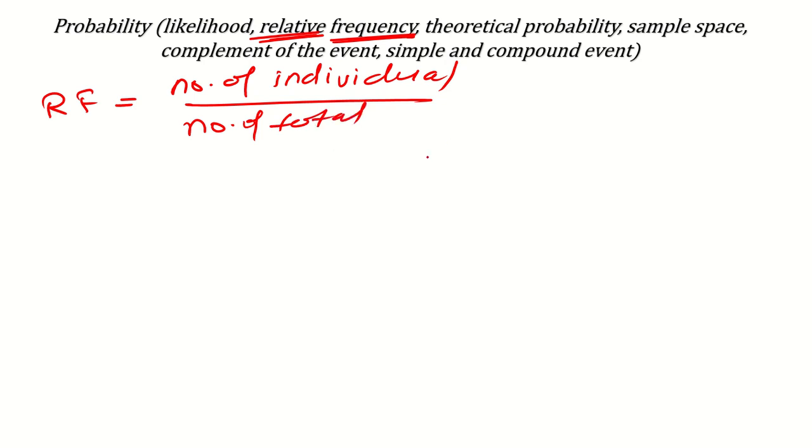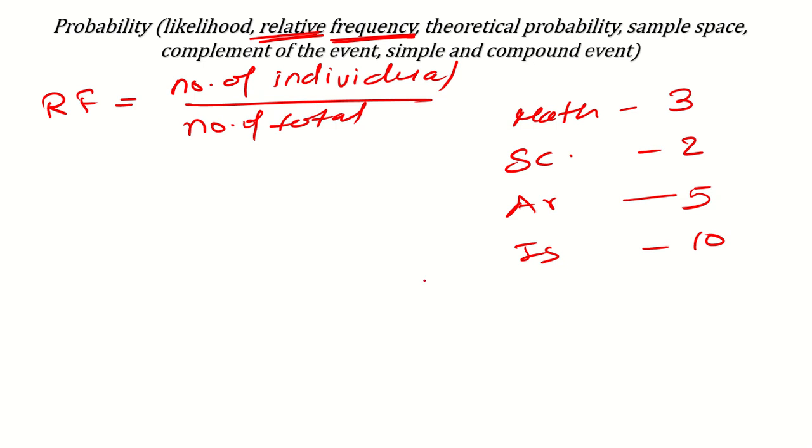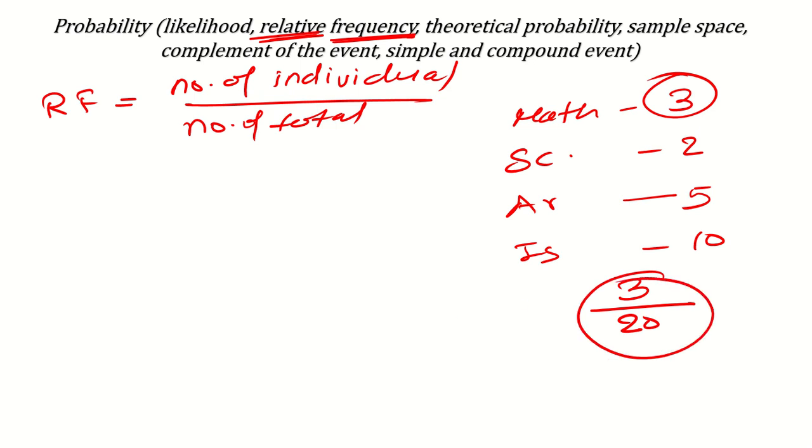For example, in your marks, in maths, 3 students got 90%. In science, 2 students got 90%. In Arabic, 5 students got 90%. And in Islamic, 10 students got 90%. So what is the relative frequency for the students getting 90% in math? Relative frequency will be 3 over how many total? 3 plus 2 plus 5 plus 10, that is 20. So relative frequency has nothing to do with probability. Frequency means the repetition. So they will not use the word probability for such questions. They will simply say relative frequency.